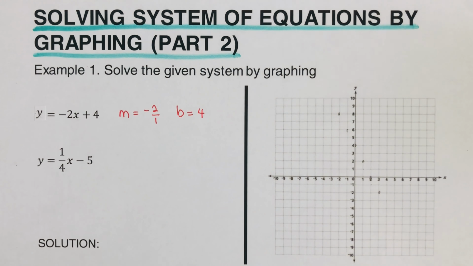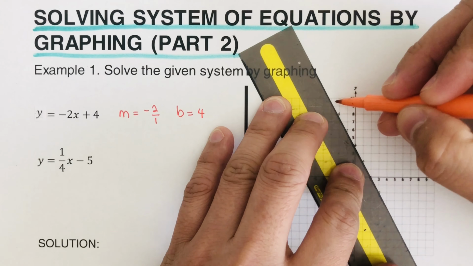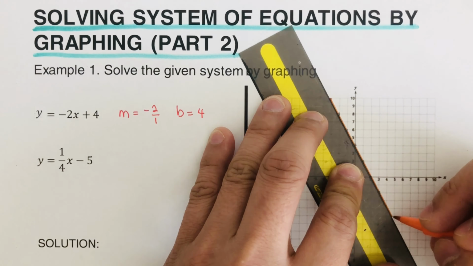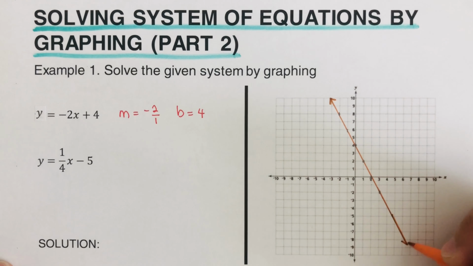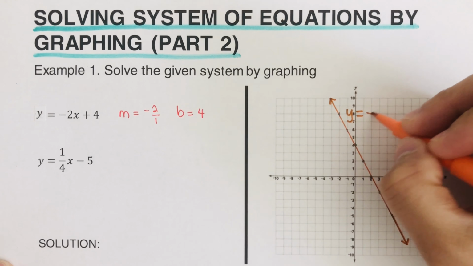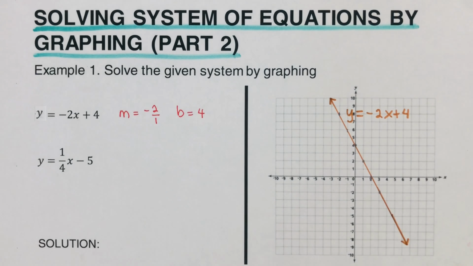And then from here we can connect these dots together to create the line. So this is the line for this first equation that we have up here, which we can label as y is equal to negative 2x plus 4. Now let's have the second equation.